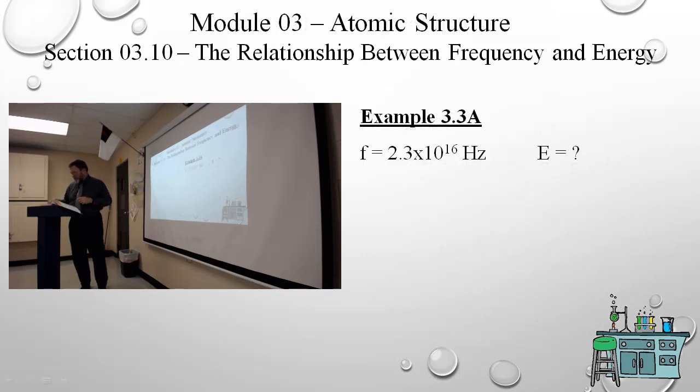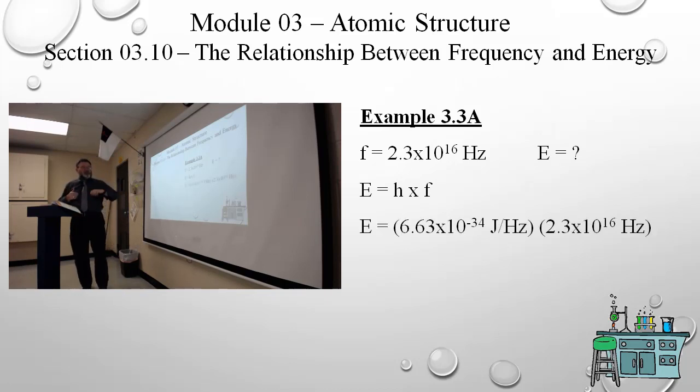So example 3.3. They say a light wave has a frequency of 2.3 times 10 to the 16th hertz. What is its energy? E equals what? Given that frequency. Well, we just heard that energy is equal to Planck's constant times the frequency. Planck's constant is a given, 6.63 times 10 to the negative 34th joules per hertz, times the frequency, which we were given, 2.3 times 10 to the 16th.